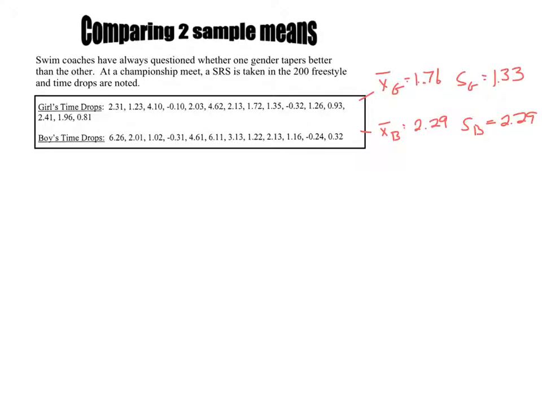I urge you to do the same. Okay, so I have completed that. I put those in my lists, and I then did one variable stats, that stat calc menu, one variable stats for both the girls, list 1, and boys, list 2. And I calculated the sample means and sample deviations.